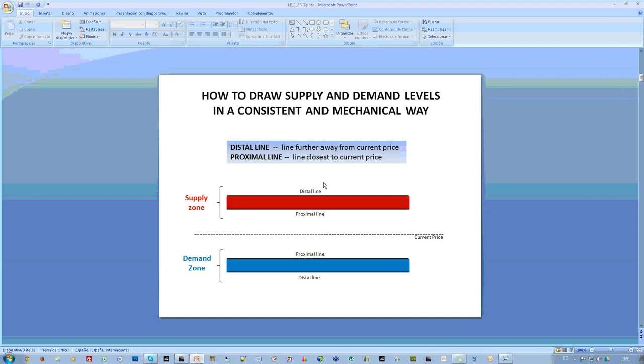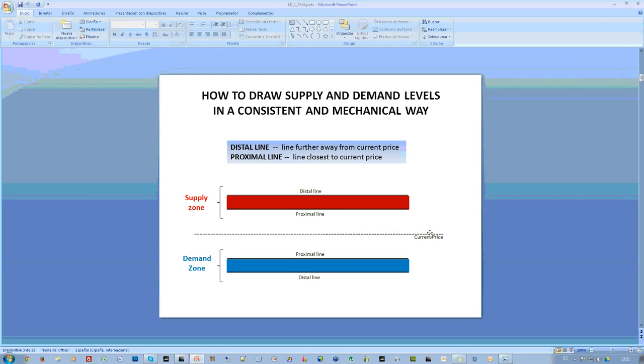So, in order to understand how to draw levels, you need to understand the components of each of the two levels that we have: a supply zone or level and a demand level. Both are composed of the same things: one distal line and one proximal line. The proximal line is the line closest to current price.